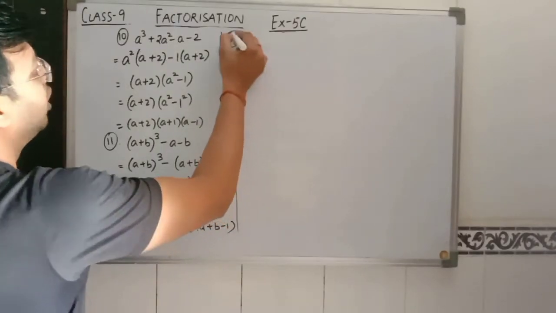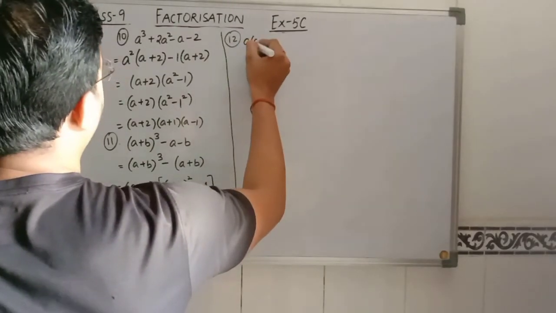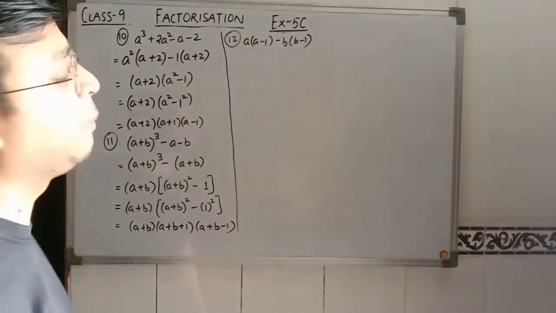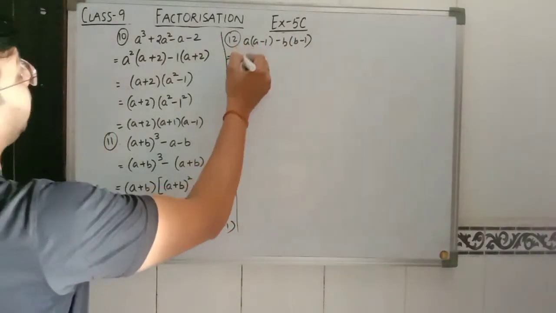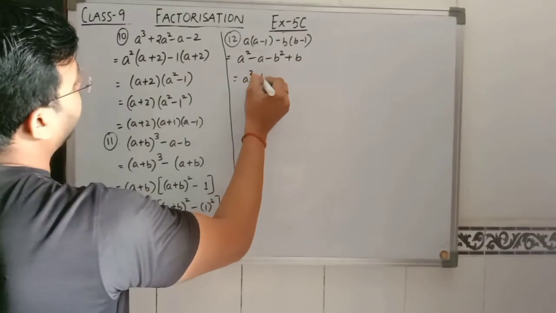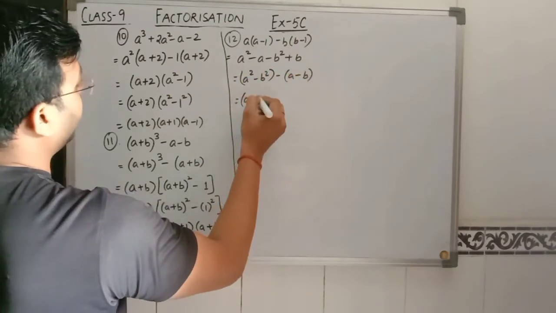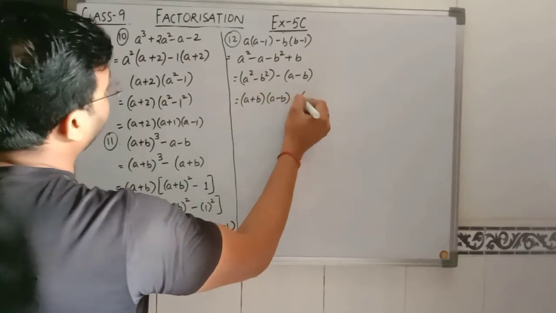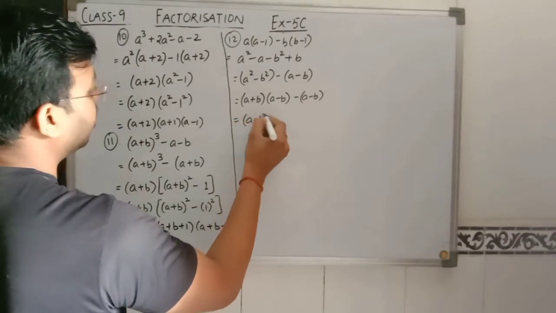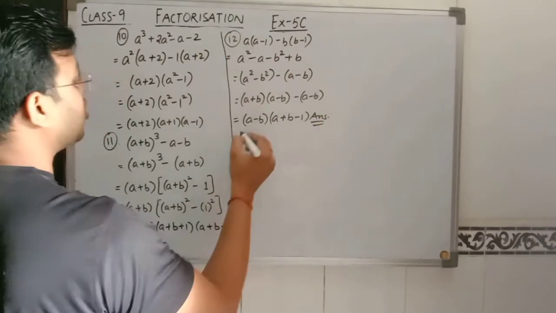Now proceeding further, we are coming to question number 12. It is saying a minus 1 minus b minus 1. If we observe this question, no identity is possible directly, only multiplication. So a square minus a minus b square plus b. So a square minus b square grouped together and minus a minus b grouped together. So it will become a plus b, a minus b and minus a minus b. Now between these two terms, we can take a minus b as common. So the remaining are a plus b minus 1. So that will be the final answer of question number 12.